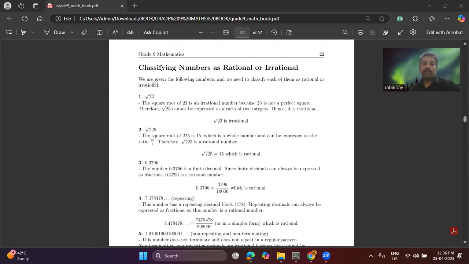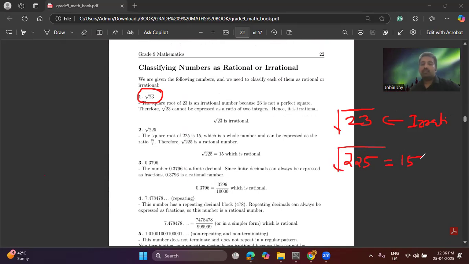Okay. So classify the given numbers as rational or irrational. So root 23. Root 23 is not a perfect square, right? So root 23 is irrational. Then root 225. The square root of 225 is 15. I can write 15 as 15 by 1, in the form of p by q. That means this is a rational number.